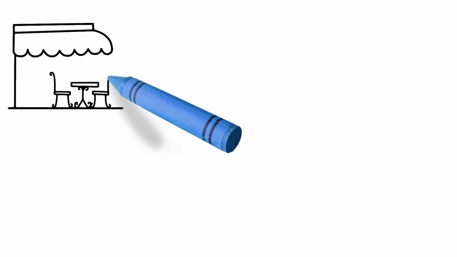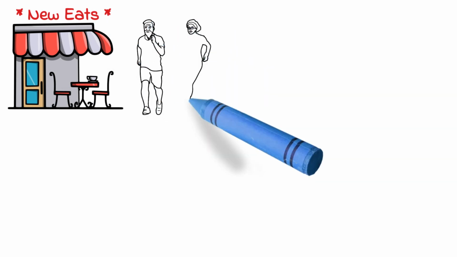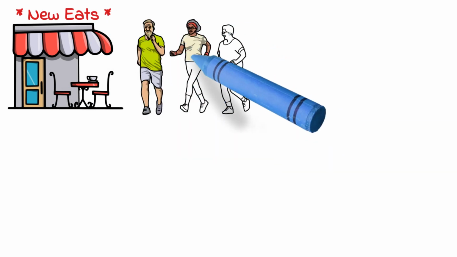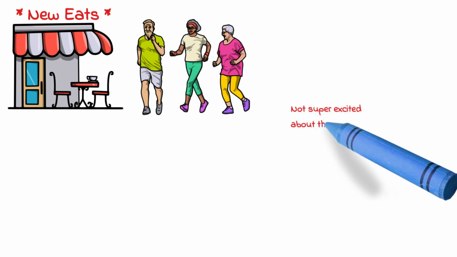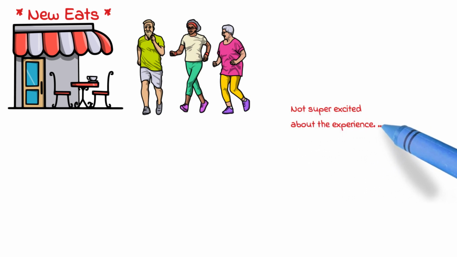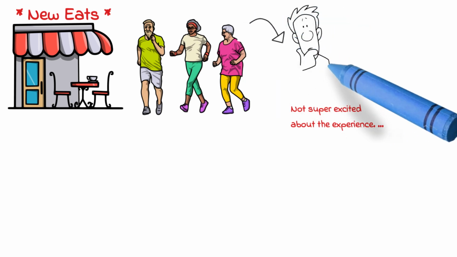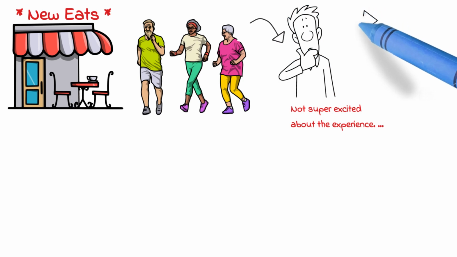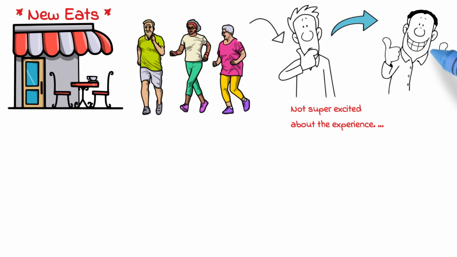Imagine there is a small newly opened restaurant named New Eats. Its customers come from nearby and are of different ages and gender. A closer look shows that not all customers are super excited about the experience. Where would the restaurant owner want to take them? Of course, to happy, satisfied customers.